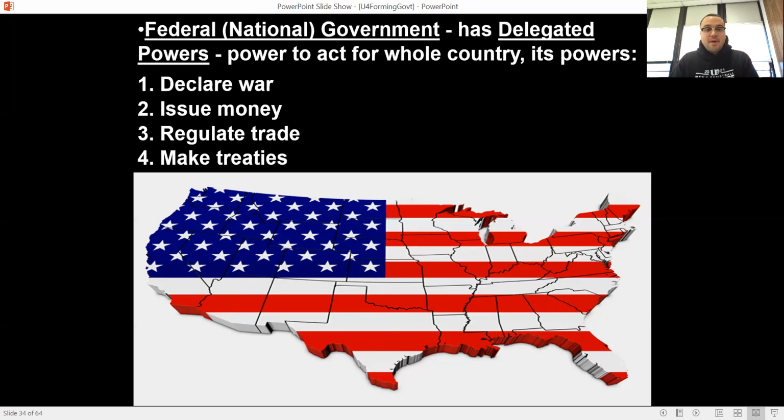And then now we have the ability to make treaties, right? These treaties are going to focus on foreign nations, but also these treaties are going to be used in regards to Indian tribes and nations, something that we'll continue to discuss as we progress through the rest of the school year. So here are just a list of 4 basic abilities that the national government has in regards to delegated powers.